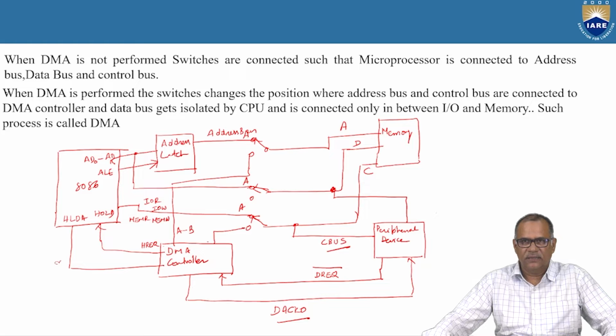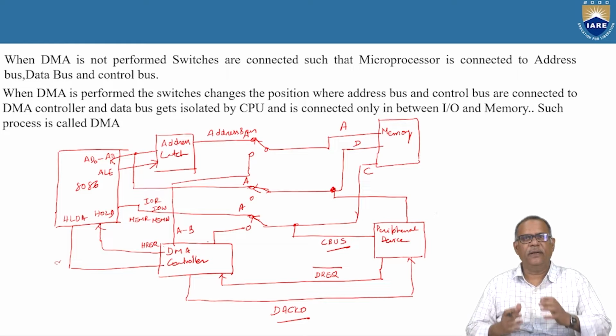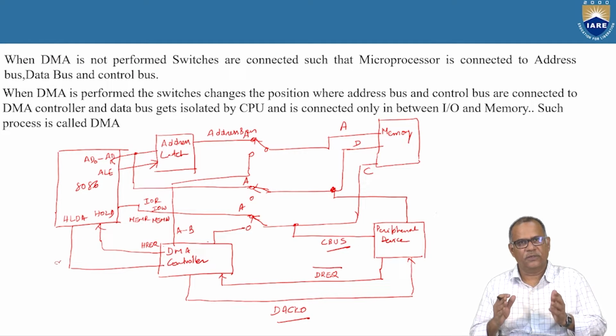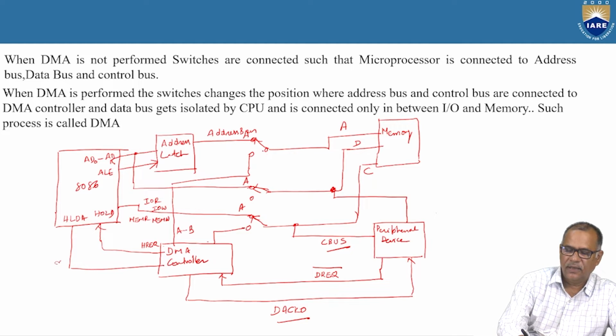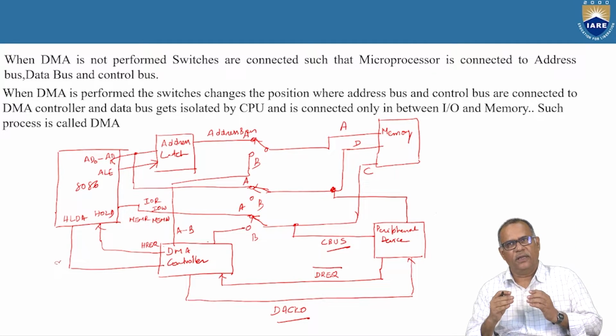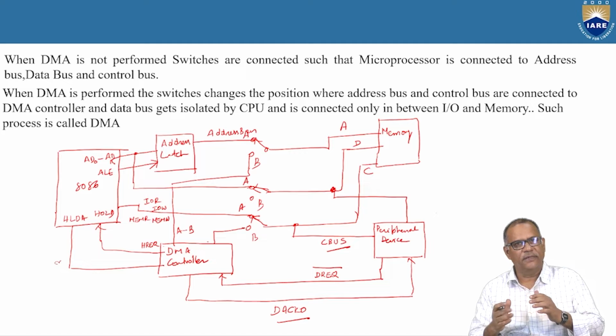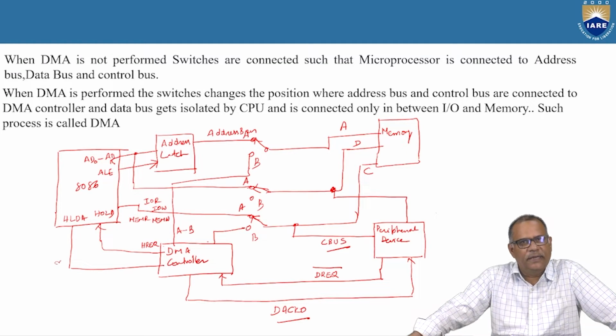So when the DACK0 signal is activated, the peripheral device and the memory modules come in direct contact, and the microprocessor is disconnected from the system bus. And all these switches fall down to the B position. So all the switches fall into the B position, and the memory and the peripheral device come in direct contact, and the transfer of data takes place.